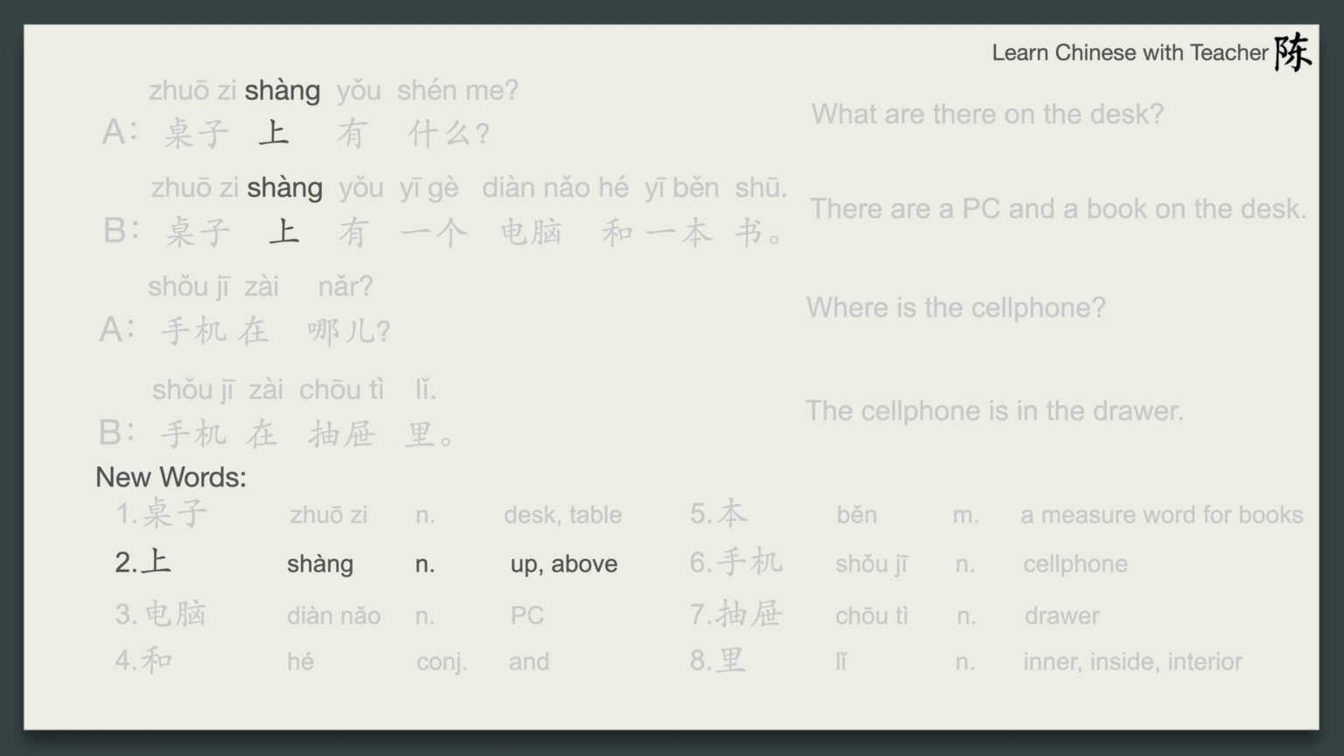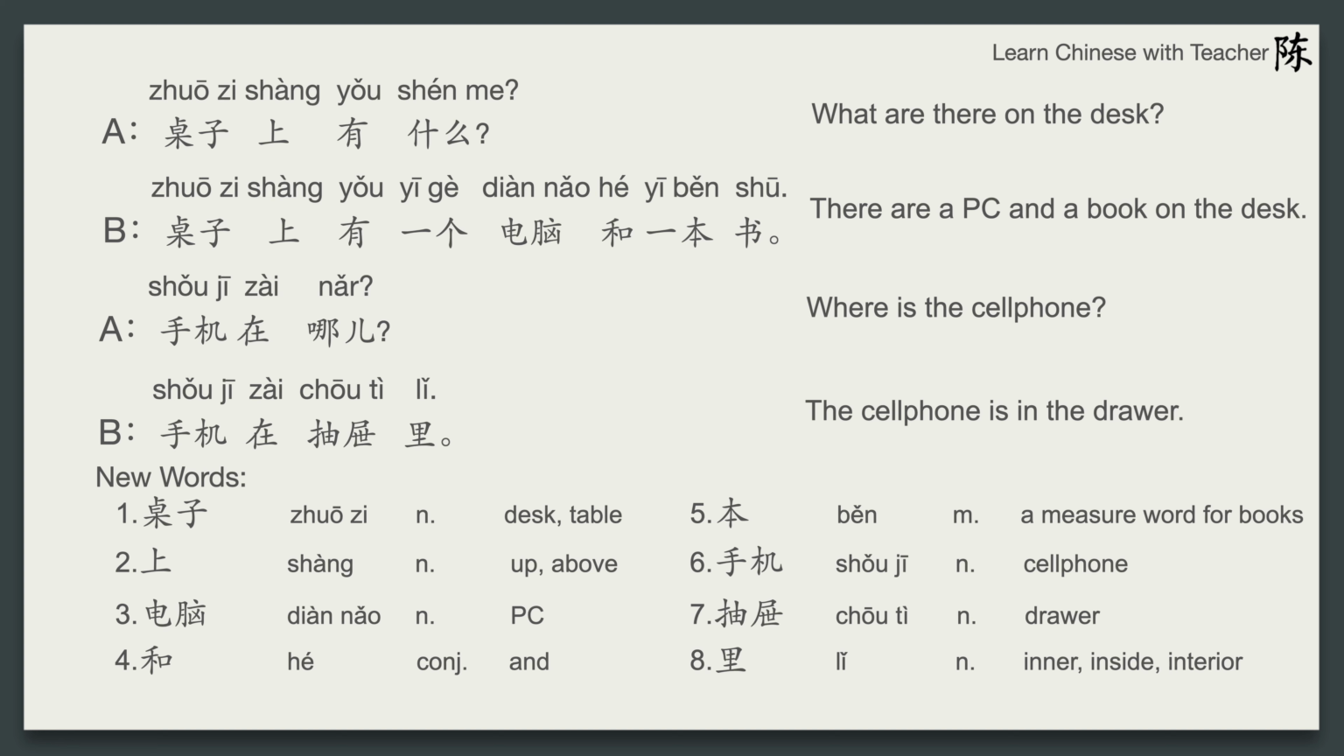上 is a noun, means up or above. 电脑 is a noun, means personal computer. 和 is a conjunction, means and. 本 is a measure word. It is a measure word for books. 手机 is a noun, means cell phone. 抽屉 is a noun, means drawer. 里 is also a noun, means inner, inside, or interior.